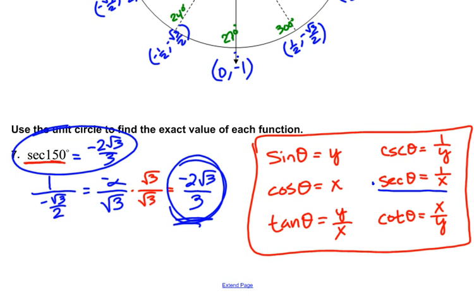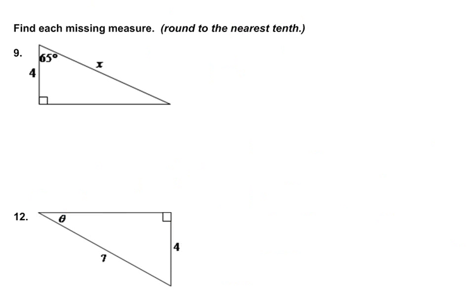Okay, continuing along, we're now going to jump down to number 9. Number 9 is asking us to use the trigonometric functions to find each missing measure in these right triangles. So we're looking to find the value x out here, which is the hypotenuse, and we have this value 4 in relation to the angle 65.